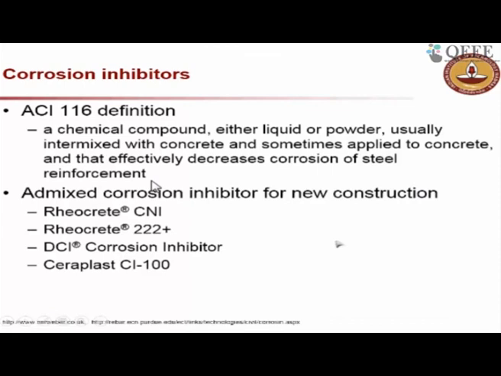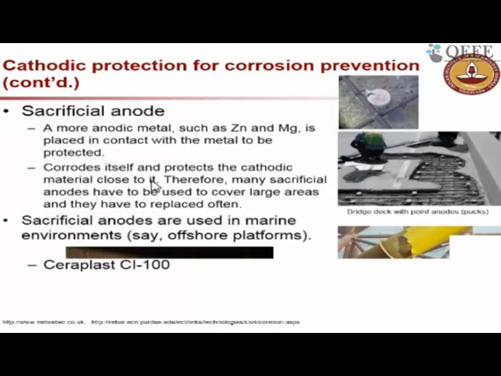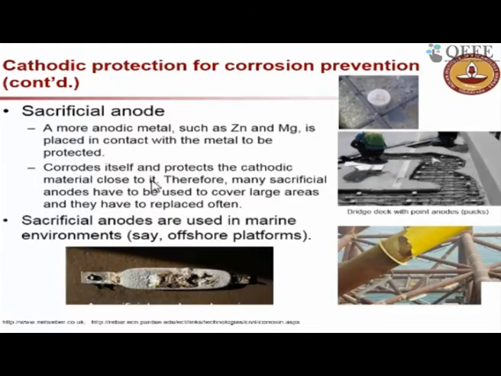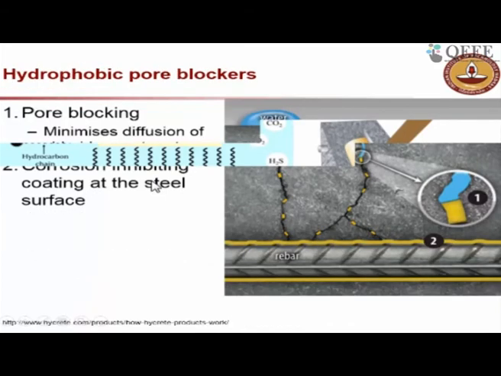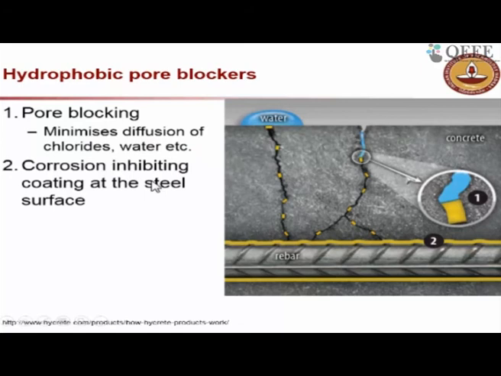The earlier one we called a chemical admixture, which means as you mix the concrete, you have to add it like any other admixture. The other method for existing structures was the use of the cathodic protection system. One more technique available is again a chemical admixture, which we call pore blockers.